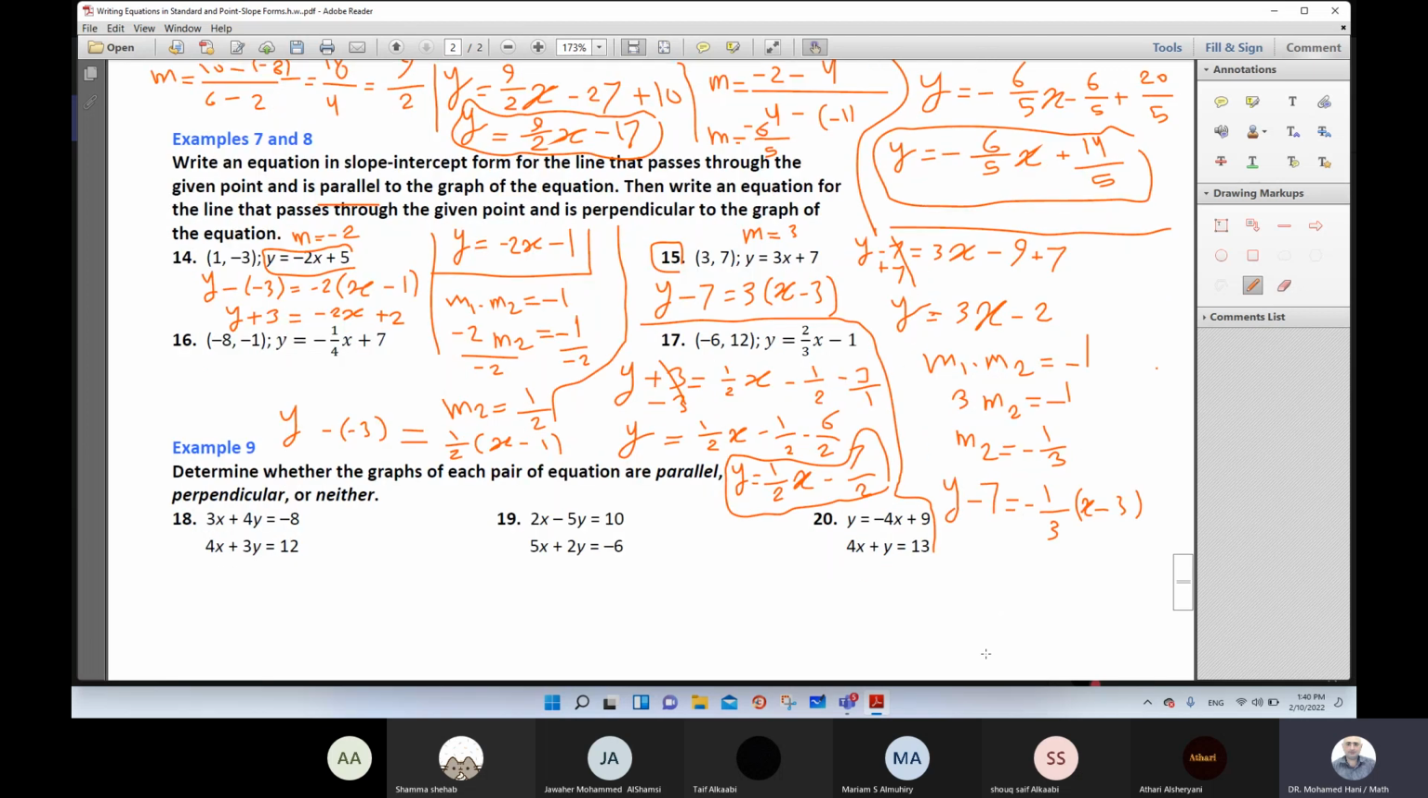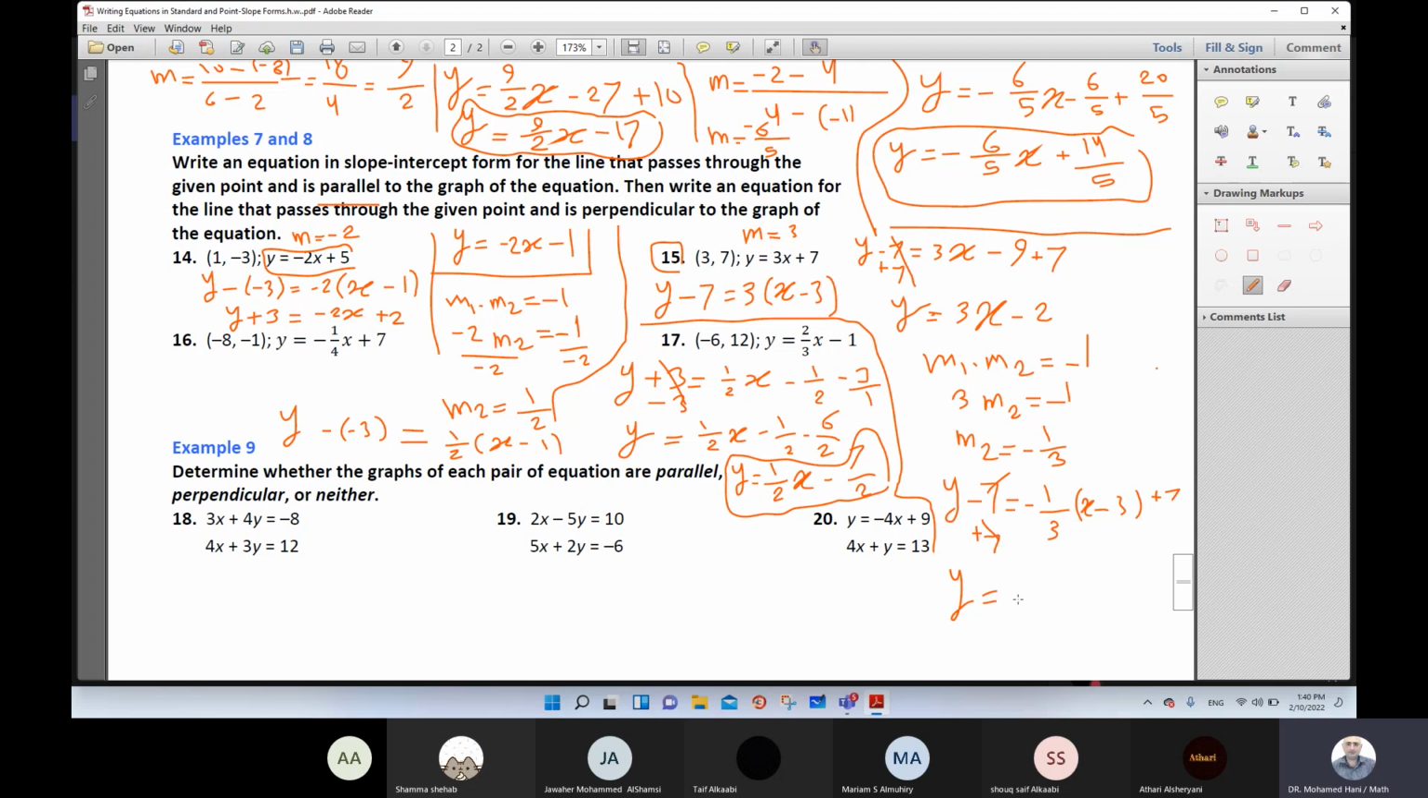Then we can prepare this equation. We can remove negative 7 from here. You can add 7 to the two sides. Negative 7 plus 7 will be 0. Remains here y equal. And here we can use distributive property.